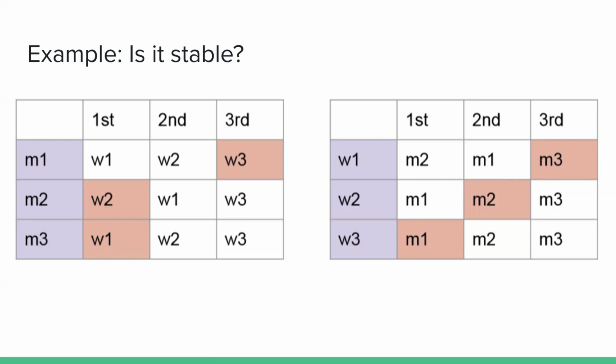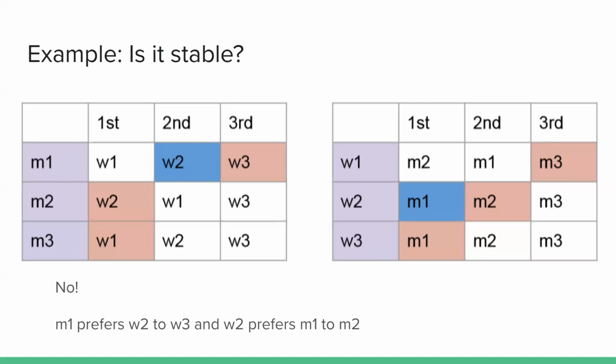Oh, yeah. M1 prefers W2 to its current match, and W2 prefers M1 to its current match. Yep, this would not be stable. Right, so you can see that M1 and W2 both prefer each other over the person that they're currently matched with. So this would not be stable.